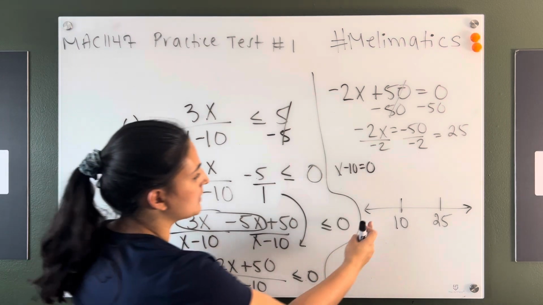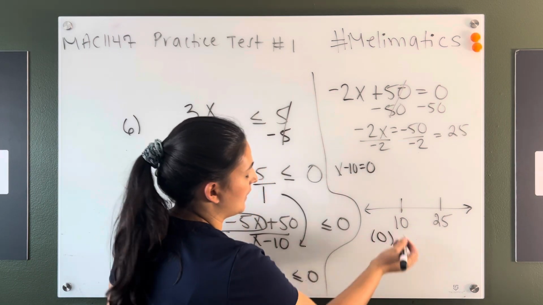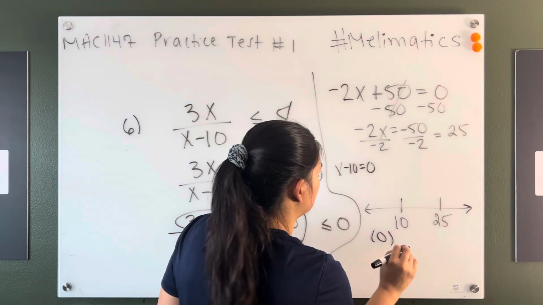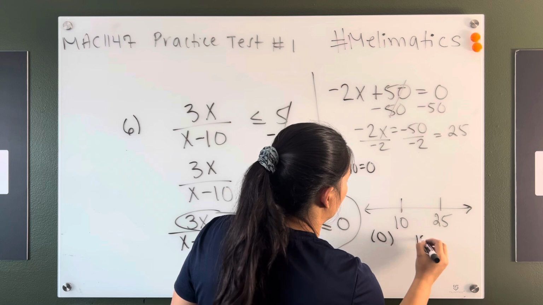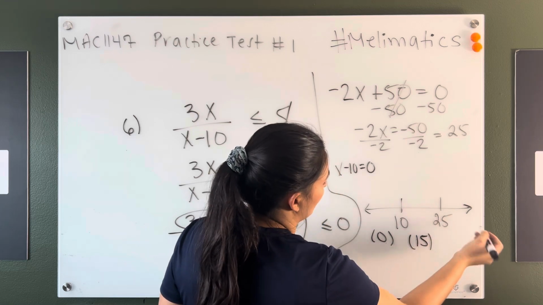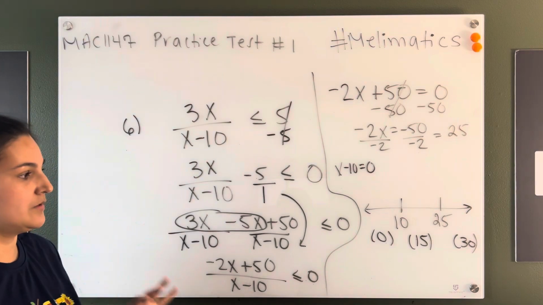So I could pick a number to the left of 10. I'm gonna pick 0 because that's an easy number to plug in. A number in between, I'll pick 15. It's not a big deal. And then over here, a number bigger than 25, I'll pick 30. Okay, you can pick any number, of course, as long as it's between the intervals.